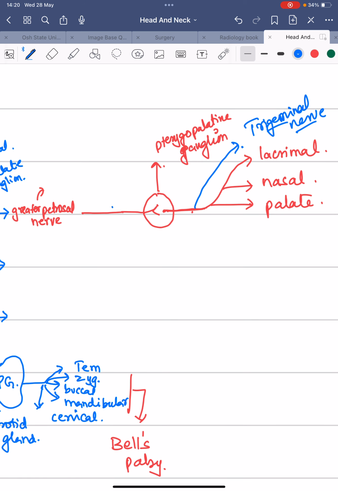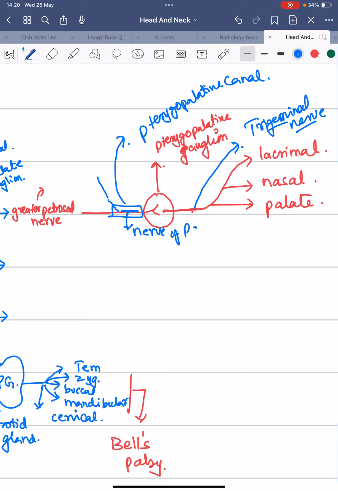Here there is a formation of a canal. This canal is known as the pterygopalatine canal. And here one nerve is entering and joining with the greater petrosal nerve, now forming this nerve of the pterygopalatine canal. This nerve is known as what? This is your deep petrosal nerve. Now you are going to ask me, sir, where does this deep petrosal nerve come from?